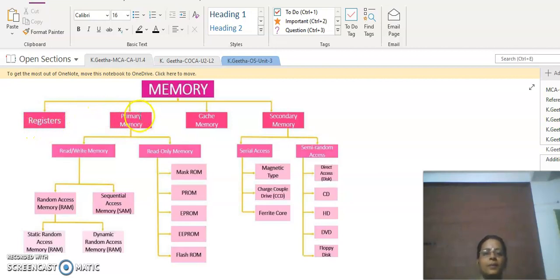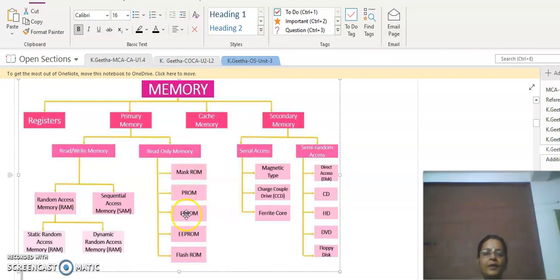Then coming to the primary memory, this primary memory can be classified into two types. One is called RAM, and another one is called ROM. As the name implies, RAM refers to read and write, random access memory. The ROM is called read-only memory, and this read-only memory is also available in different types. One is called mask ROM, then PROM, which is programmable read-only memory, and EPROM, which is erasable programmable read-only memory.